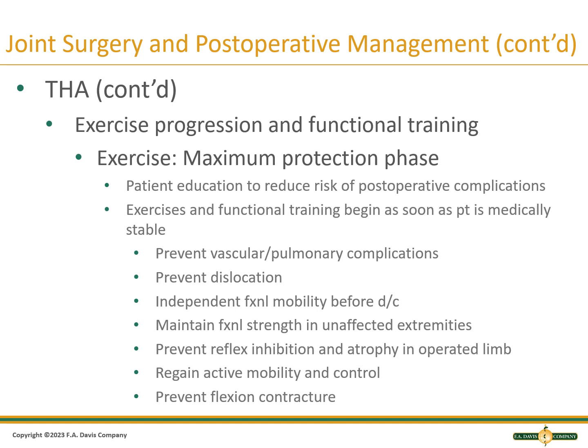We want to regain active mobility and control with our range of motion exercises, promoting stability through our basic functional needs like transfers, bed mobility, and short distance ambulation. And we want to prevent a flexion contracture in the hip because the patient's predisposition is to remain in a seated position or sitting up in bed and not getting up and moving, so we need to make sure that we educate them on proper positioning so that they do not develop a hip flexion contracture during the recovery process.